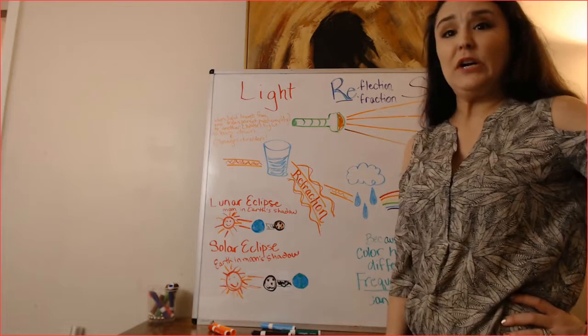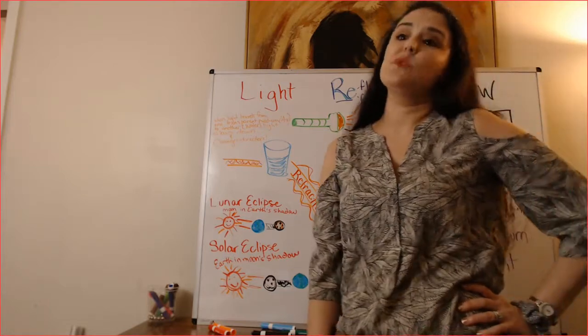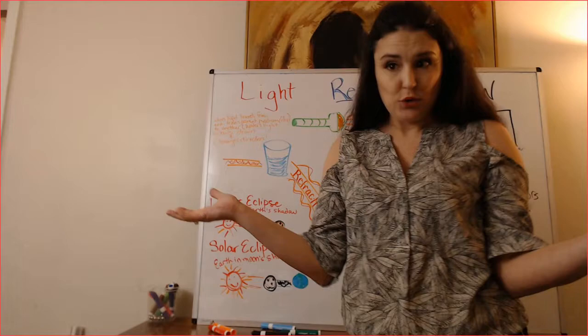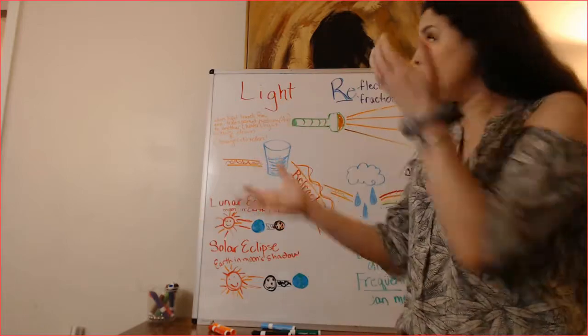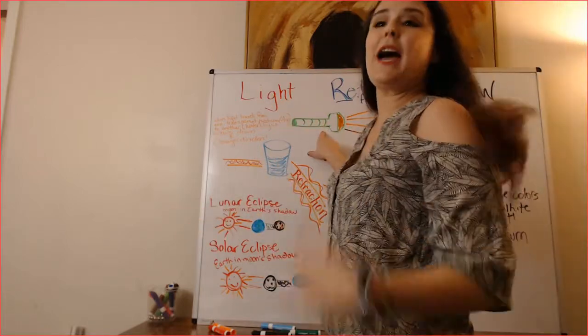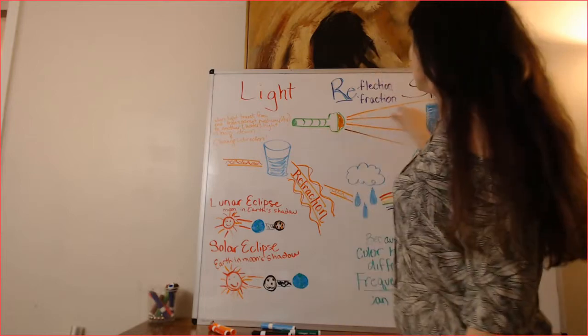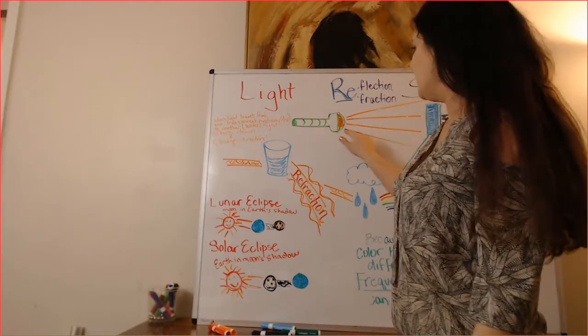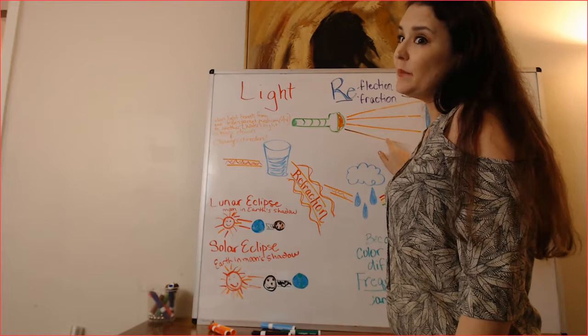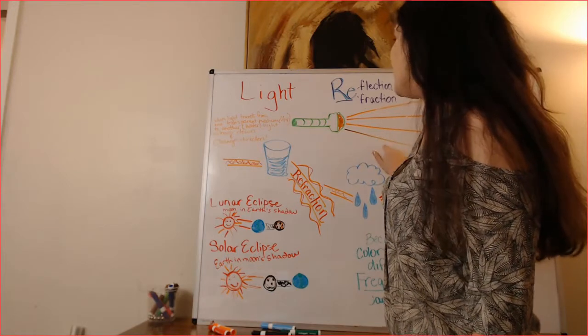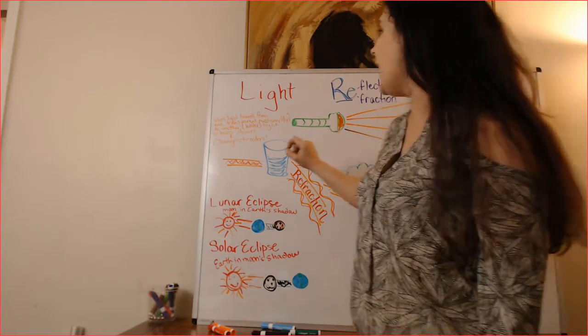Okay, friends, first we're going to talk about light. You all know what light is. It's how we see. Do you see my flashlight here? Do you see the rays of light coming out from it? Keep that in mind. We're going to need to remember that when we talk about shadow.